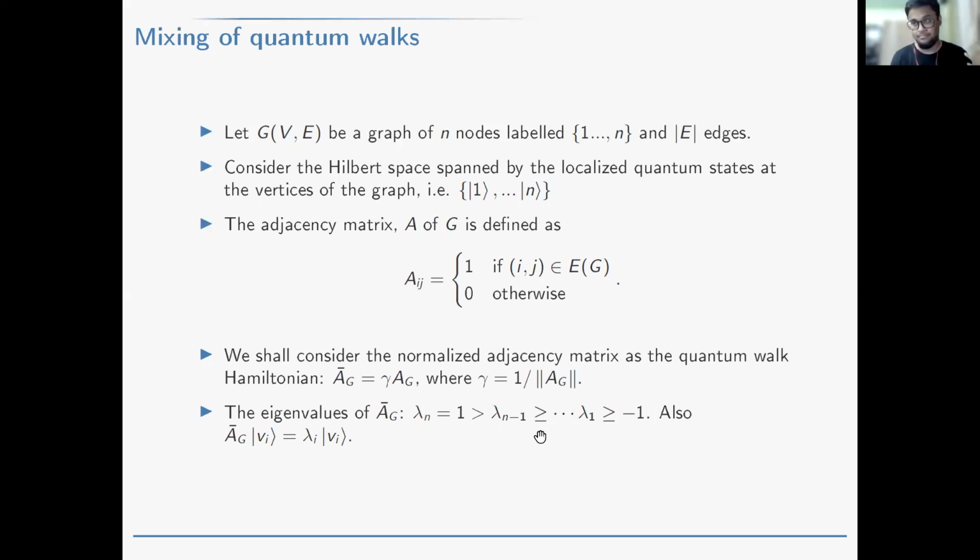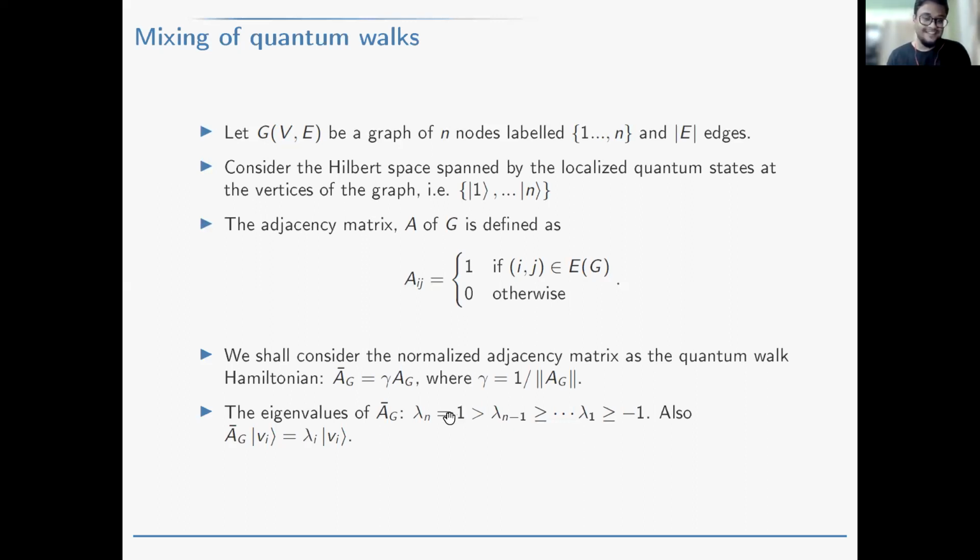Remember that P in the case of a classical random walk was a stochastic matrix with eigenvalues between -1 and 1. We would like to have fair comparisons with the classical case. So if you divide this adjacency matrix by the spectral norm, you get a matrix whose eigenvalues are again between -1 and 1.